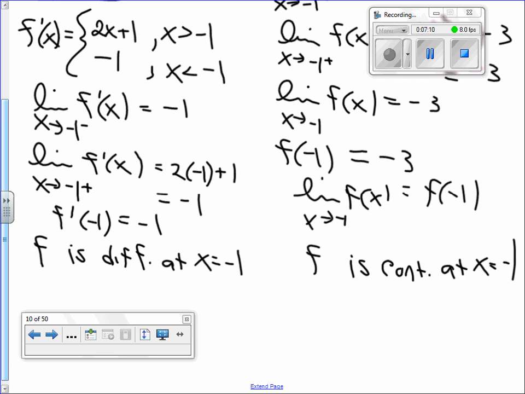If we got different slopes coming in from either side, it wouldn't be differentiable. So this function is both continuous and differentiable at negative 1.